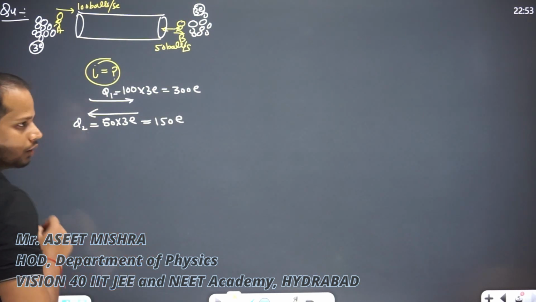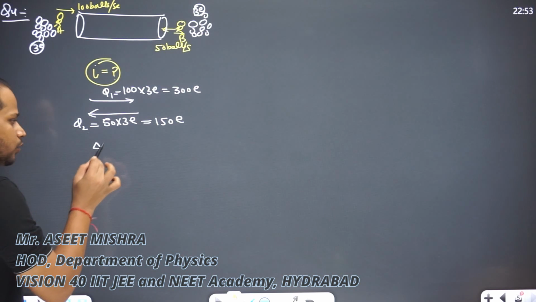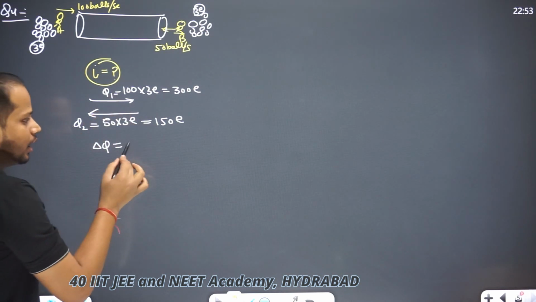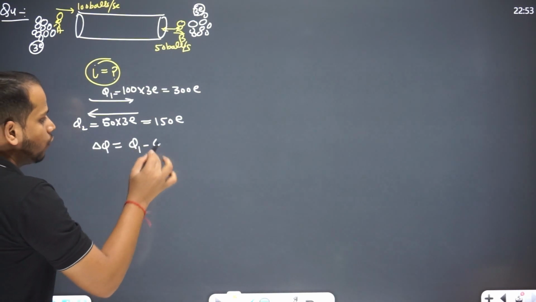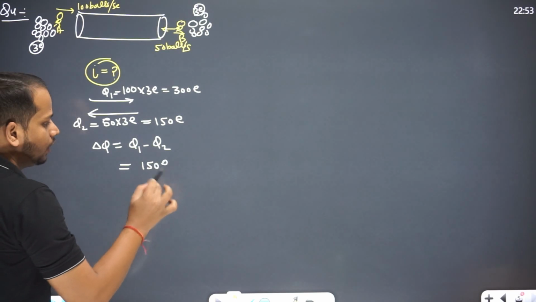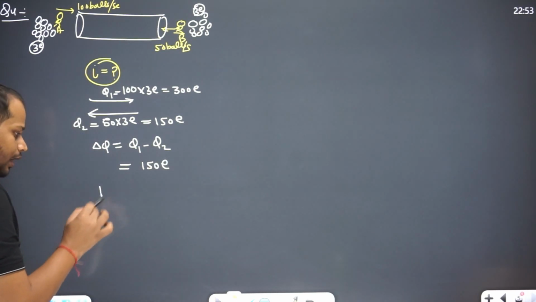150 E is here. Okay. So what is the delta Q? What is the net charge? They are flowing in opposite direction, then we have to subtract it. Q1 minus Q2, that is equals to what? 150 E, right? So what is the current here?